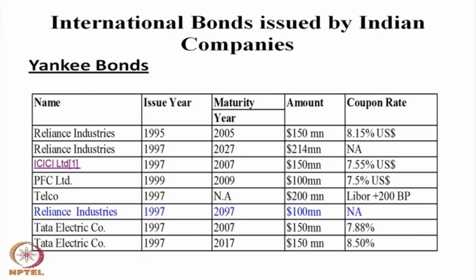plus 200 basis points. Reliance Industries further issued another bond in 1997, an almost perpetual 100-year bond, issued for the first time, raising 100 million US dollars. Similarly, Tata Electric issued a 150 million bond in 1997 with a coupon of 7.88% in US dollar terms. Tata Electric also issued another 150 million bond in 1997 with a coupon of 8.50% in dollar terms. So, these are the recent bonds issued by different companies in the Indian context.